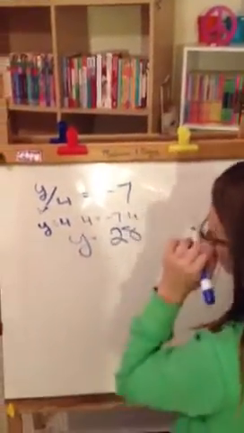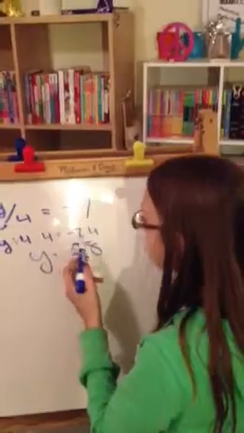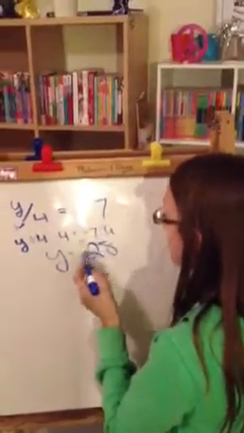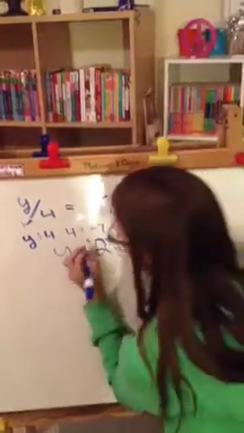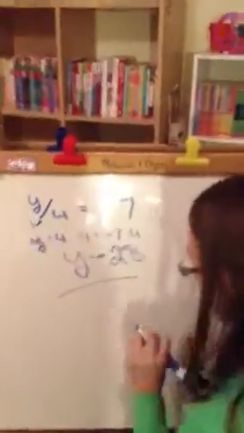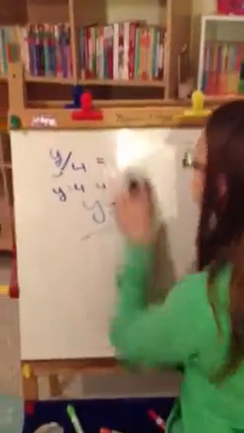It's negative because the rules of positive and negatives say that if you multiply a negative and a negative, it'll be a positive. But if it's a negative and a positive, then it'll be a negative. So you got -28.